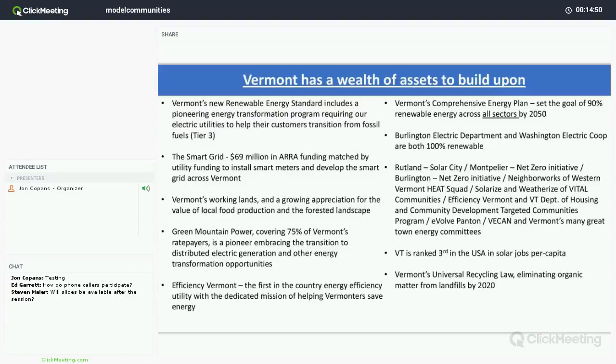Another thing we have in Vermont is our smart grid. We received $69 million in ARRA funding, matched by our utilities, to install smart meters in over 90% of the households in the state of Vermont. And we also have a comprehensive fiber optic backbone for the grid that covers the state of Vermont as well.